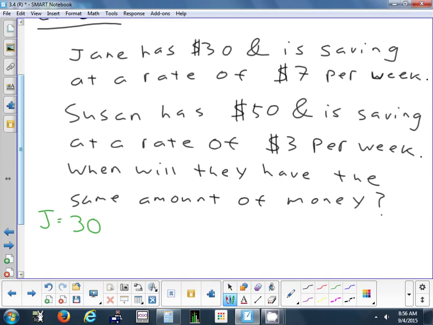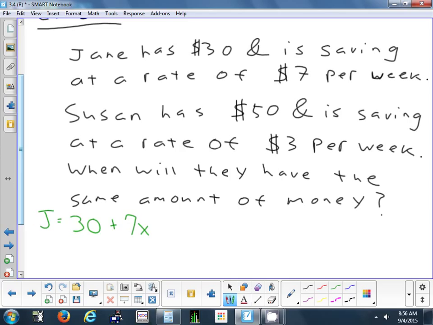Plus, how much money is she saving every week? 7. And that happens how often? Every 7 days, every week. She saves $7 more every week. So how would you represent that? X. Yeah, you could use X or you could use W, but that's where your variable is, right? So after 7, that's where our variable goes.